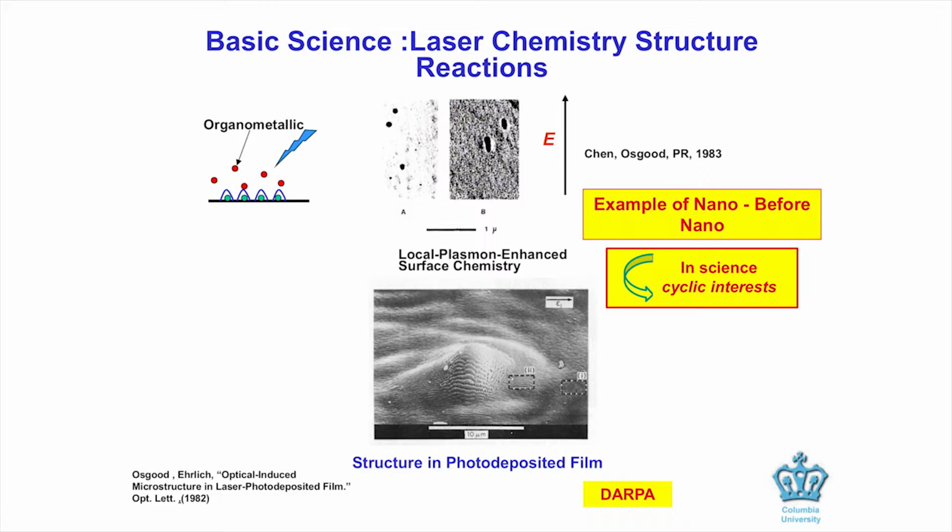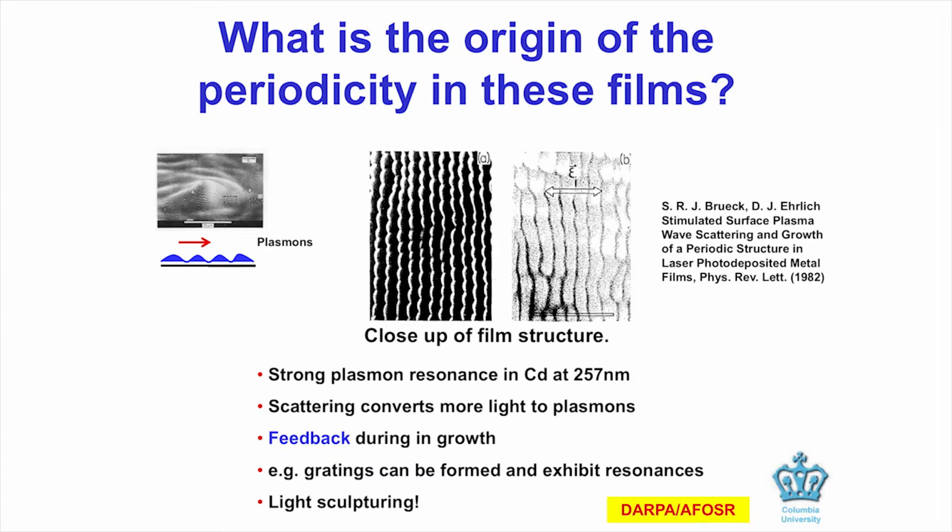We also discovered that if you just let the light shine through a vacuum cell containing the dimethyl cadmium gas, you got this very highly structured surface here. You see these little fringes. That's an interesting one. This was funded by DARPA, by the way. What you see is that you get this grating formed.